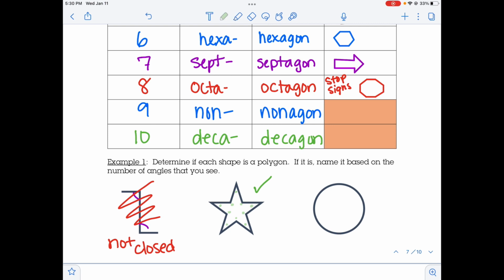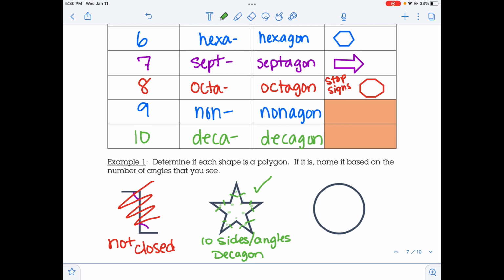If you're counting sides, the number of sides and the number of angles are going to match. So you could count the sides. 1, 2, 3, 4, 5, 6, 7, 8, 9, 10. Either way, there's 10 sides, 10 angles. So we would call this a decagon.